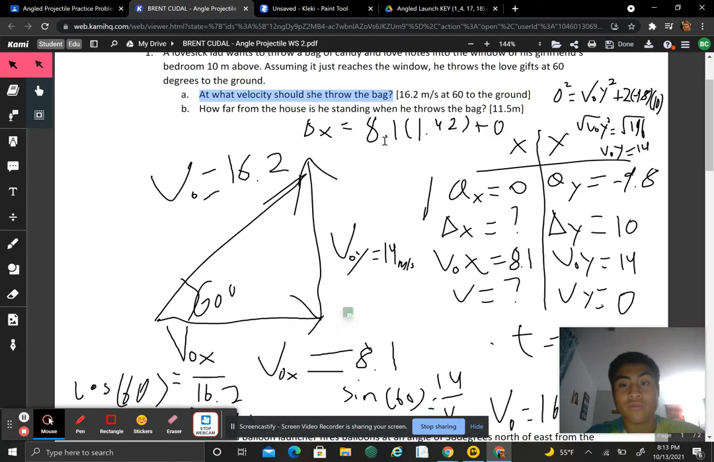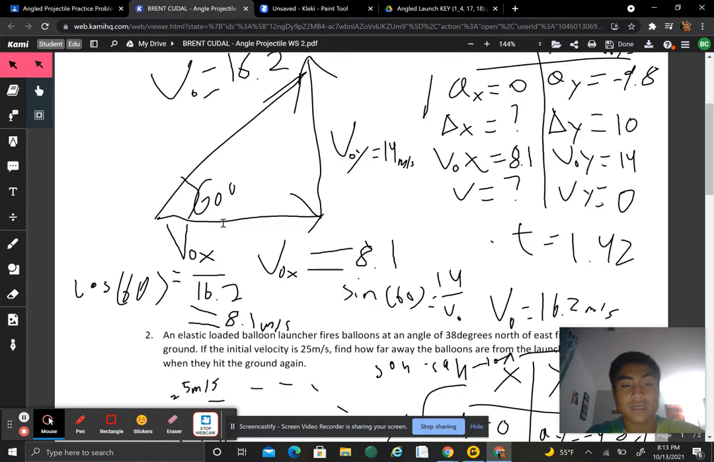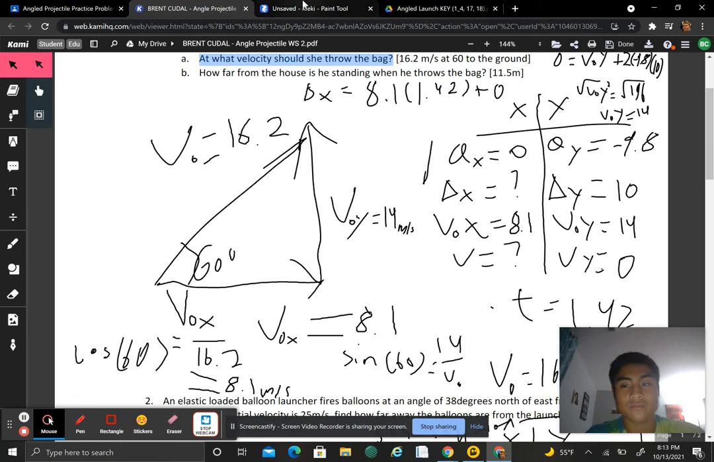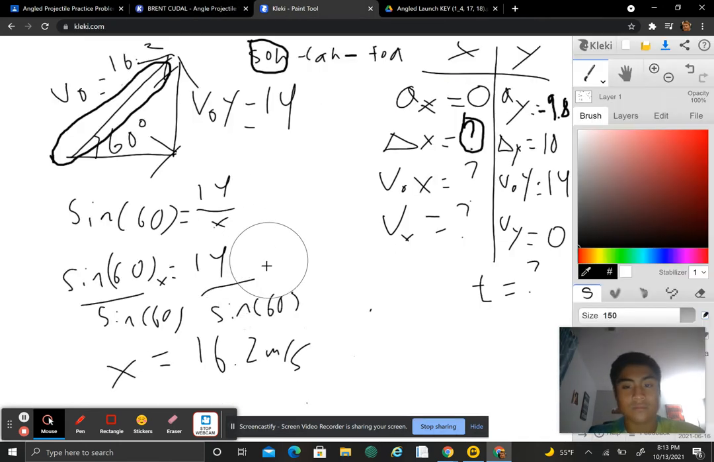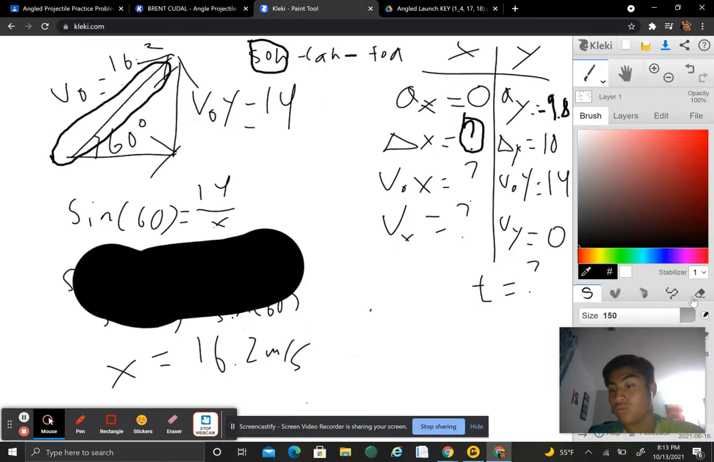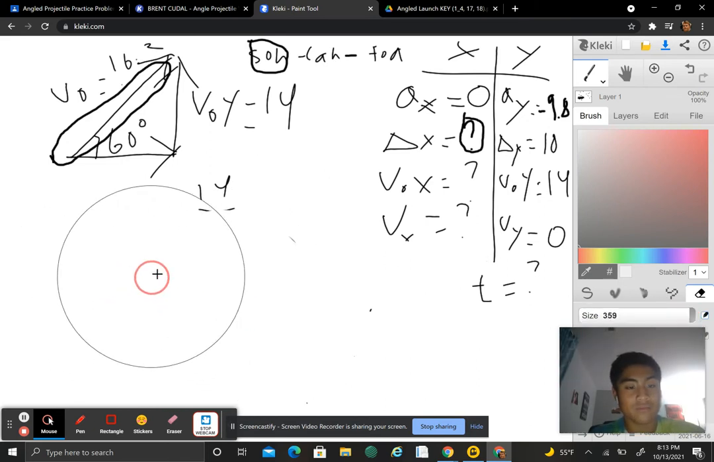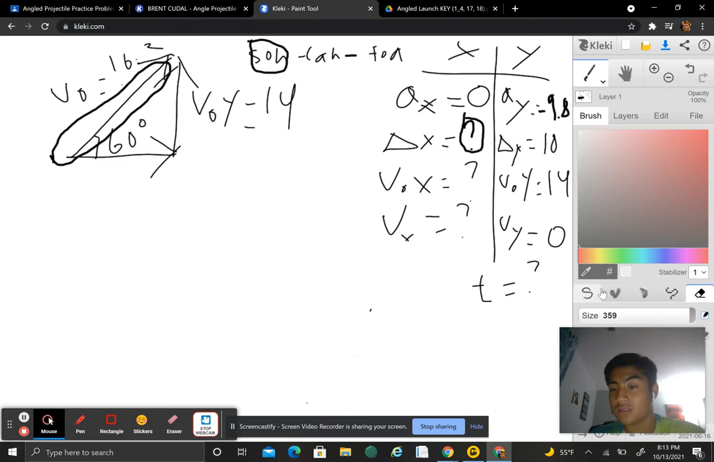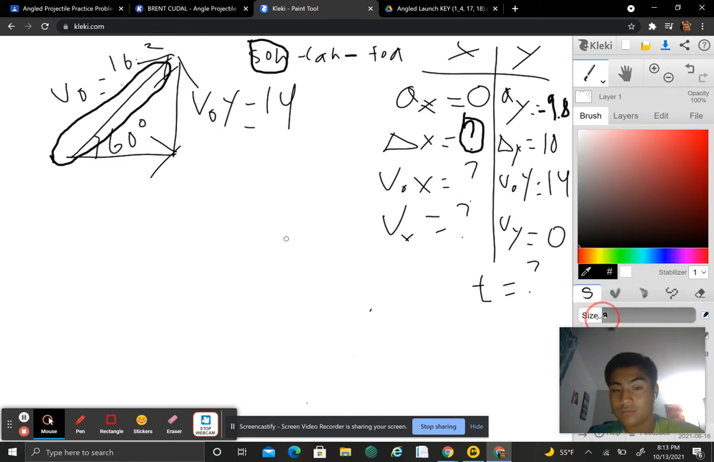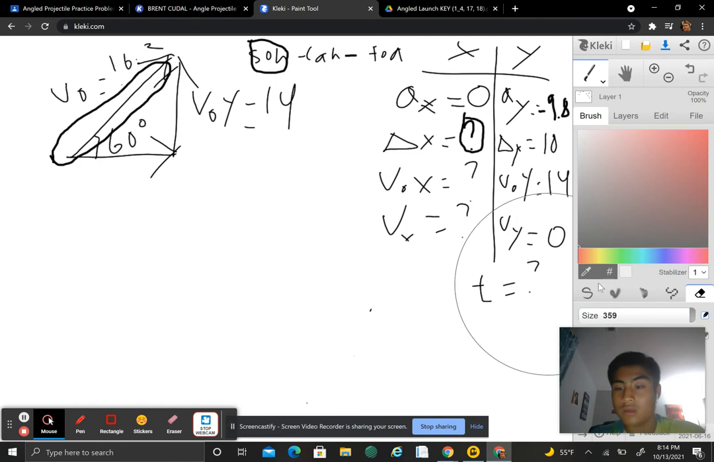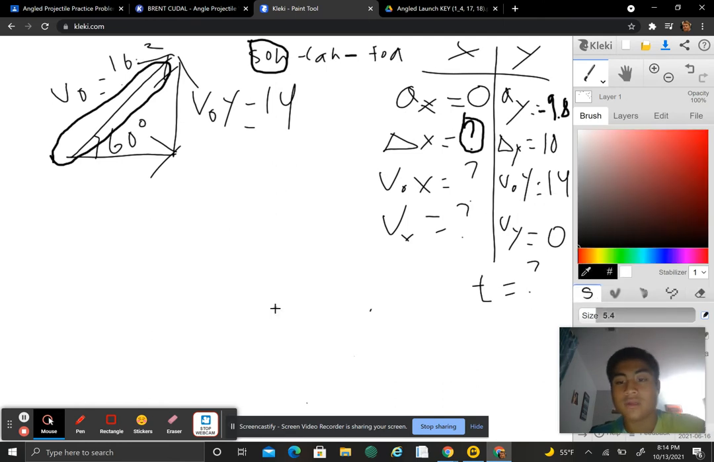And then we'll be moving on to solving for delta x. All right. Now, let's move on to delta x. Now, since we have all four of these variables right here, we are now able to solve for time. So let's solve for time, shall we?